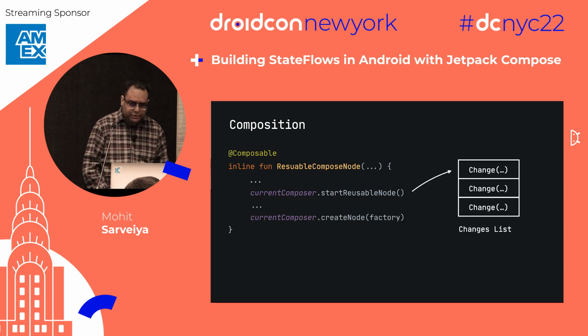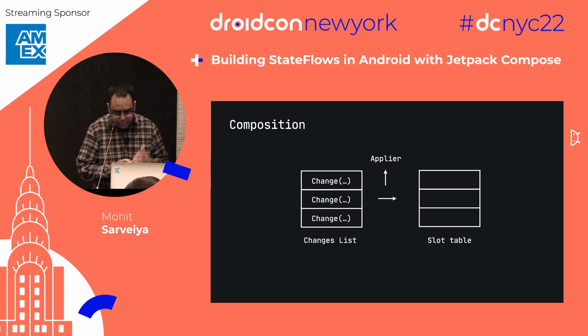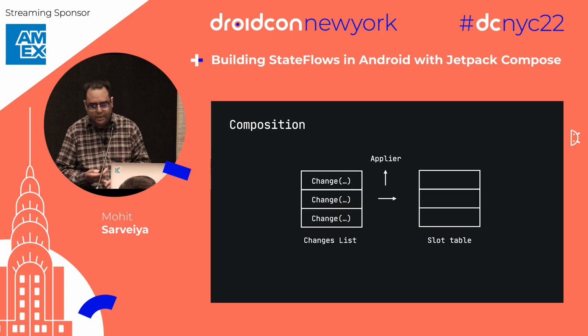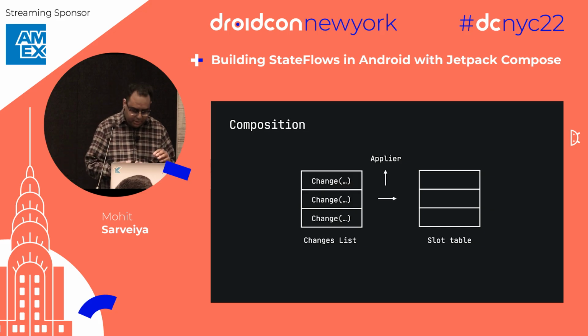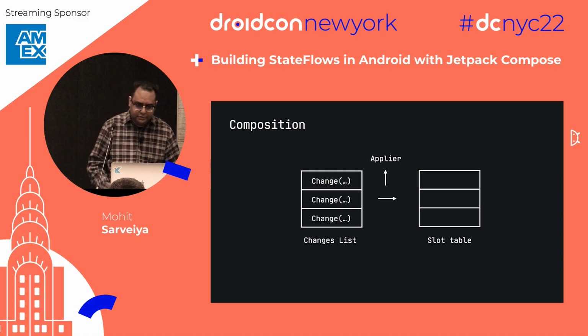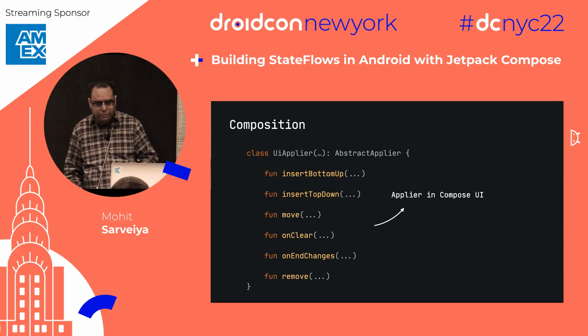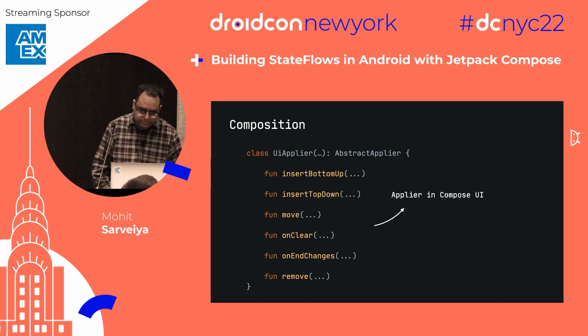How do these changes lists get updated? They get updated by an applier. So Compose UI specifies an applier. This library specifies an applier. What that does is take these changes lists in batches and update the slot table. And they determine what changed. So this is an example of the Compose UI applier.